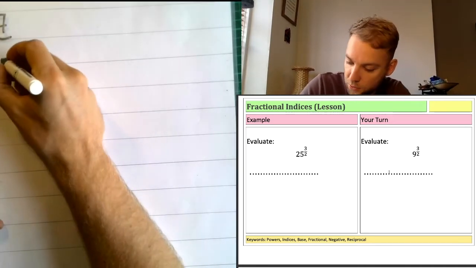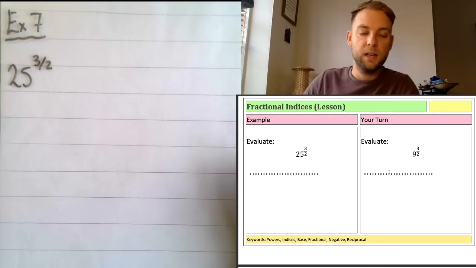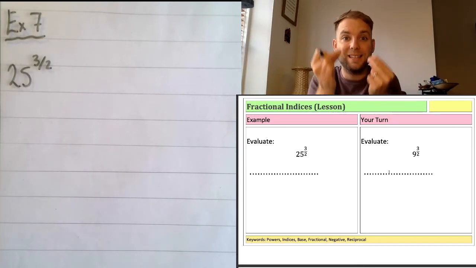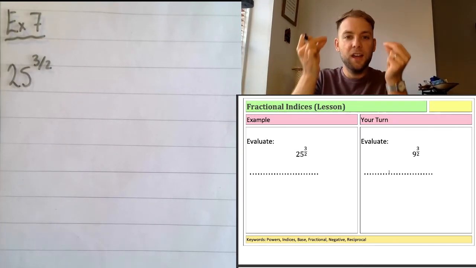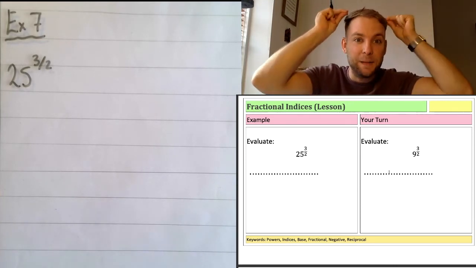25 to the power of 3 over 2. Now this is where we've got to be really careful, because we need to make sure we know that the bottom of the fractional indice is the root, and the top is the power.